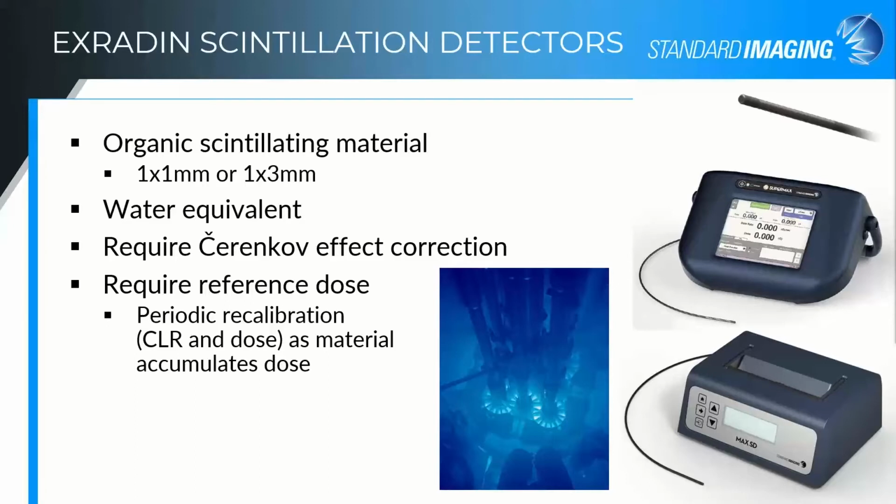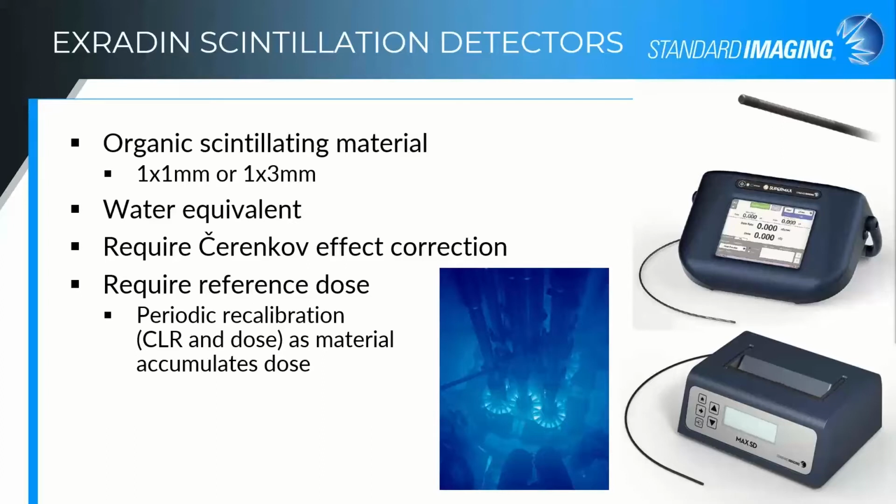The next detector I want to touch on is the scintillation detectors. We have two, the W1 and the W2. Both have the same active material, same fiber, same sort of construction of the portion that's in the field. So it is an organic scintillating material. Depending on what you're using, that might be a 1 millimeter by 1 millimeter active region, or for the W1 and the W2 1x3s, it's a 1 millimeter diameter, 3 millimeter long active scintillation region.